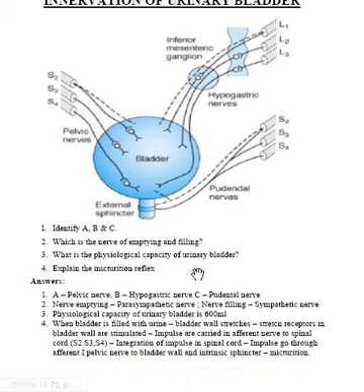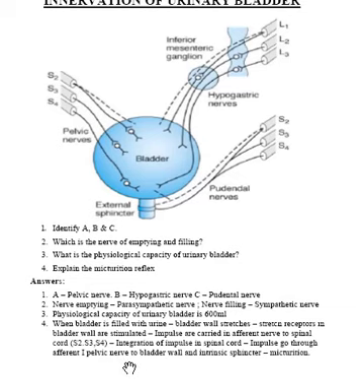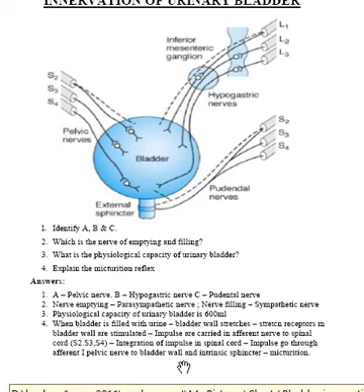And the physiological capacity of the urinary bladder is 600 ml. So next is explain the micturition reflex. We have to explain it as a flow chart. So when the bladder is filled with urine, the bladder wall stretches, and the stretch receptors are stimulated. The impulse is carried in the afferent to the spinal cord, specifically S2, S3, S4, and after integration of the impulse in the spinal cord, the impulse goes through the efferent pelvic nerve to the bladder. So finally this micturition reflex takes place.